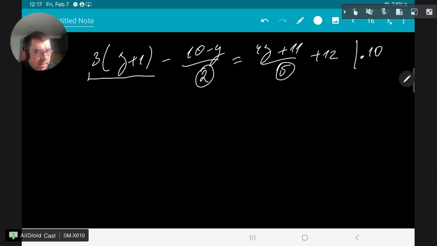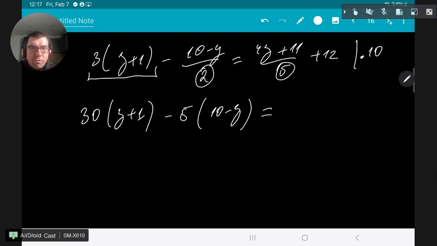So the first term here, I just multiplied by 10, I get 30y plus 1. And then the second term I multiplied by 10, but when I multiplied by 10, I cancel the 10 with the 2 in the denominator, so I'm just left with a factor of 5 to multiply the numerator, right? So I get minus 5 times 10 minus y. Again here 10 and 5 will cancel, and I'm left with a factor of 2 for the numerator, 4y plus 11, and then plus 120. 10 times 12 is 120. I have no more denominator, all right?